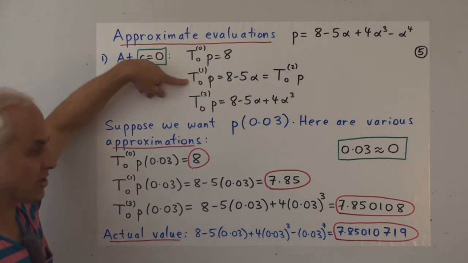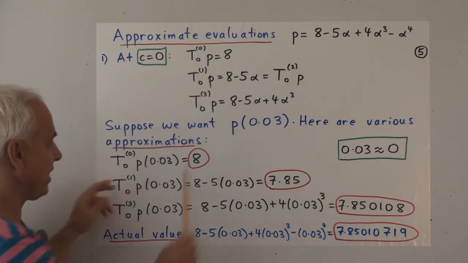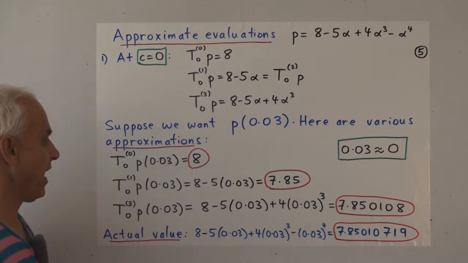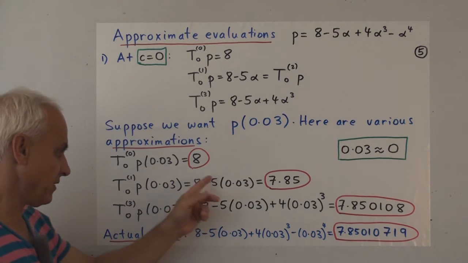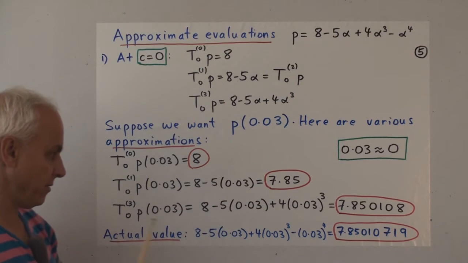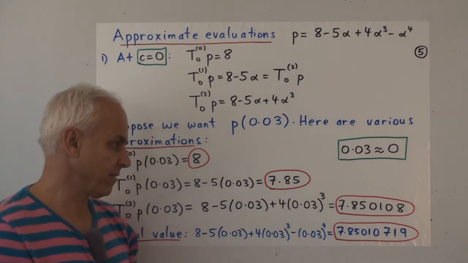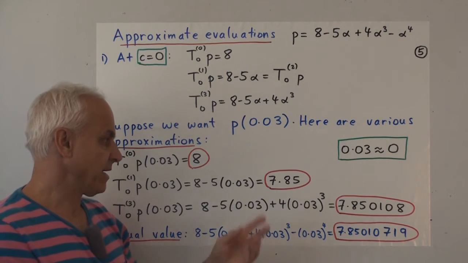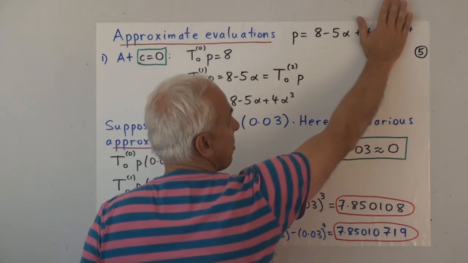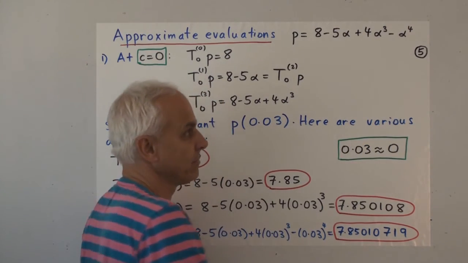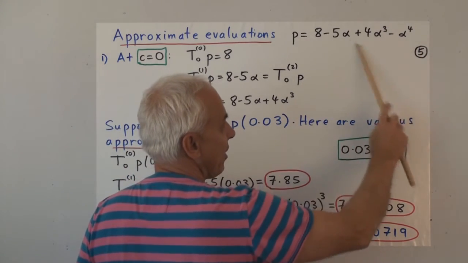We can go to the first tangent, which is 8 minus 5 alpha. So we'll take that polynumber and plug in alpha equals 0.03. So we take 8 minus 5 times 0.03. We evaluate that with our pencil and paper. We get 7.85. That's a little bit of a better answer than the first one, because we've taken more terms of the whole thing. Our error is smaller. The error that we're dropping are these 2 terms.